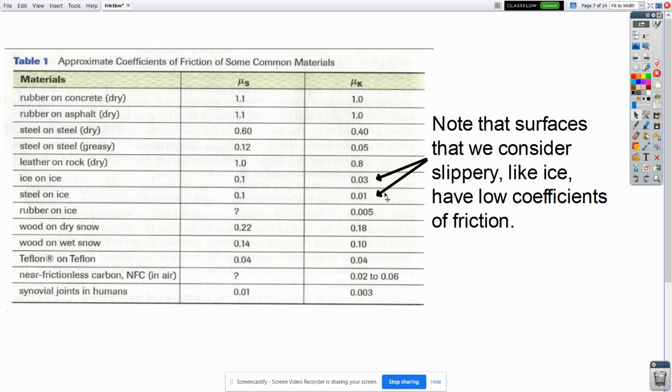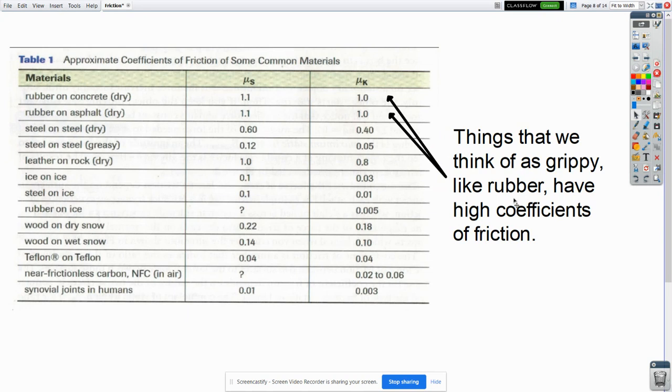Surfaces we consider slippery have low coefficients of friction. So ice on ice, steel on ice. Ice skates, if you've ever gone ice skating, you know how hard it is because of the low coefficient of friction. That low coefficient of friction makes it hard for you to move and push off. Very low numbers, those are slippery things.